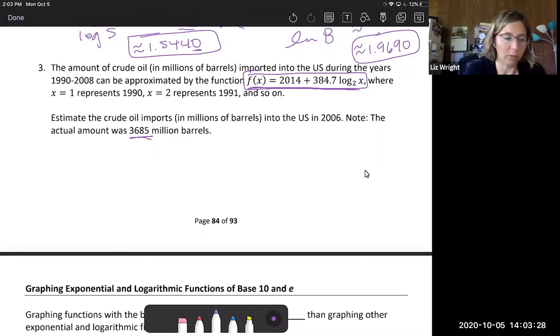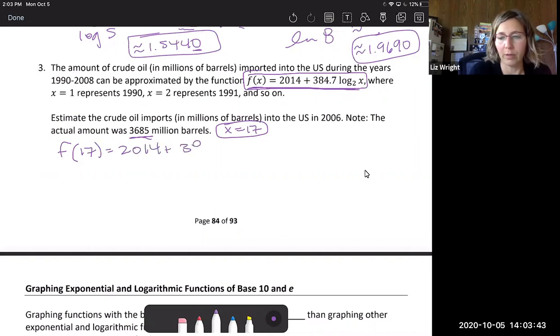I'm also going to tell you that our x is going to equal 17 for year 2006. So we're going to place that in for x, and that's going to be f of 17. And we're going to have 2014 plus 384.7 log base 2 of 17. So I want you to go ahead, you're going to do your change of base for this part.